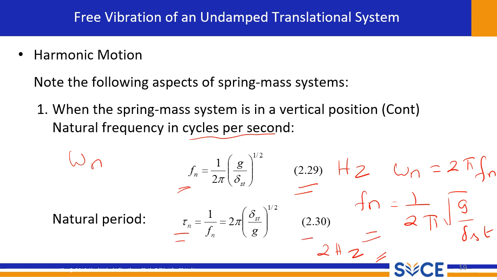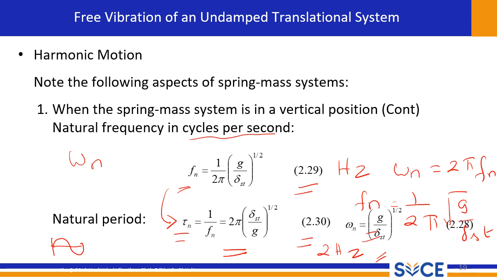Equation 2.3 defines the natural period. The period is the time it takes for one complete oscillation. It's the inverse of the frequency. Substituting our expression from the above equation 2.29, we get the time period equation. Time period is measured in units of time, typically seconds.